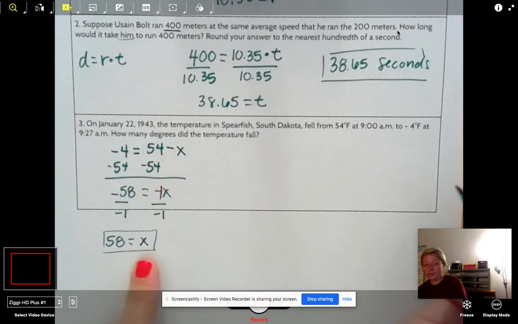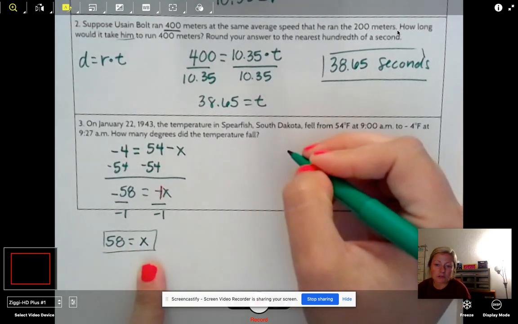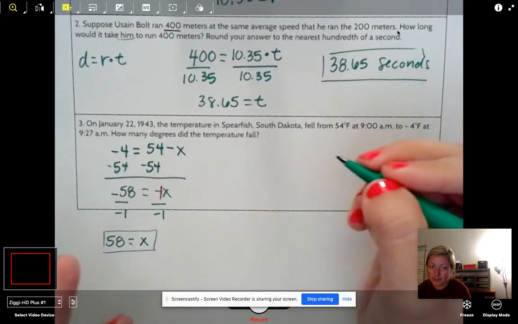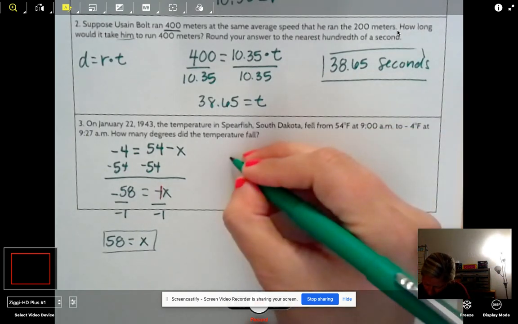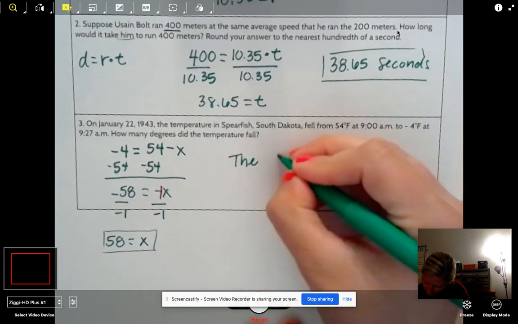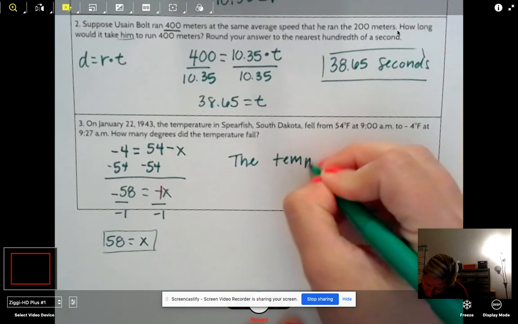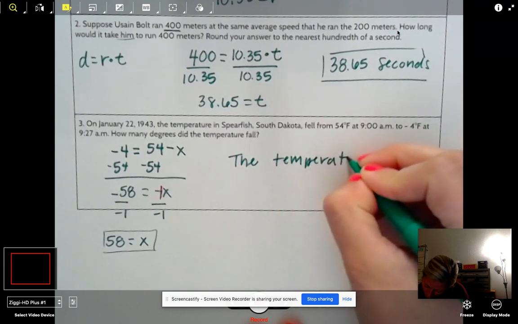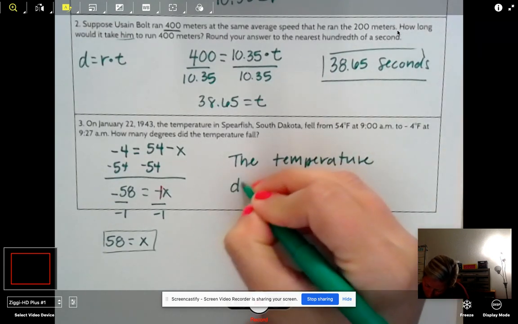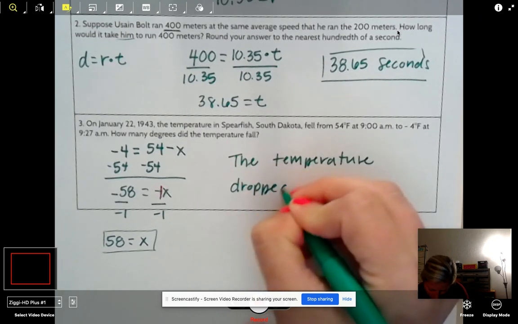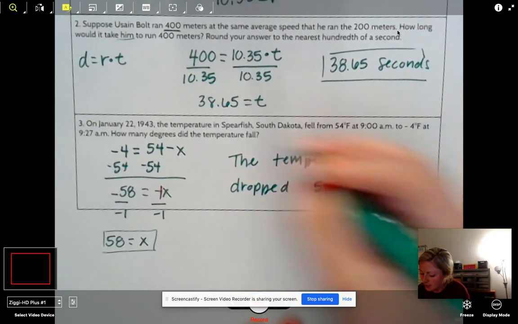So the temperature fell 58 degrees in 27 minutes. That's ridiculous. So if we want to be fancy, we can write: the temperature dropped 58 degrees.